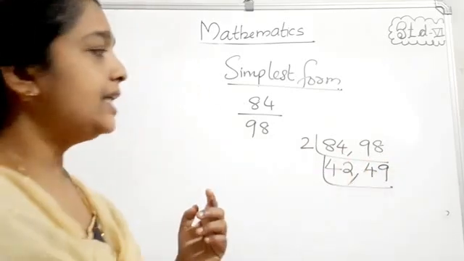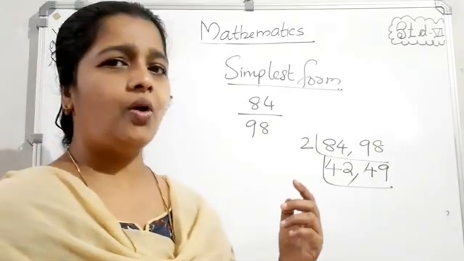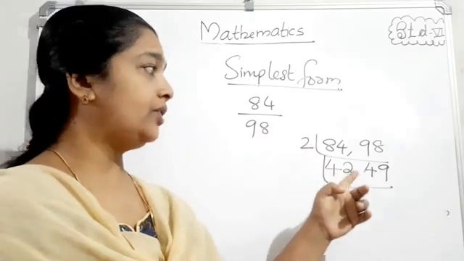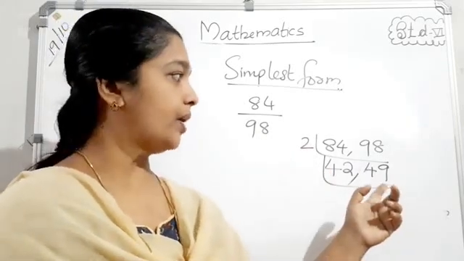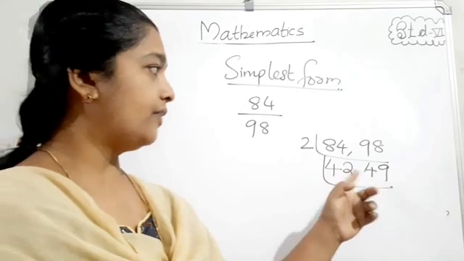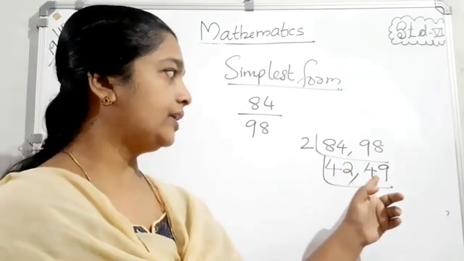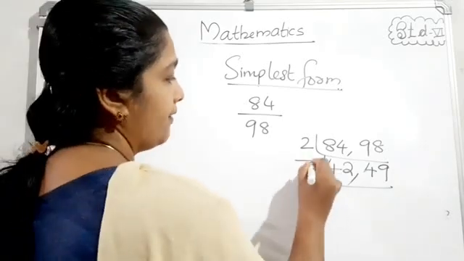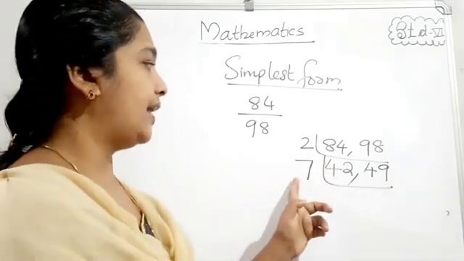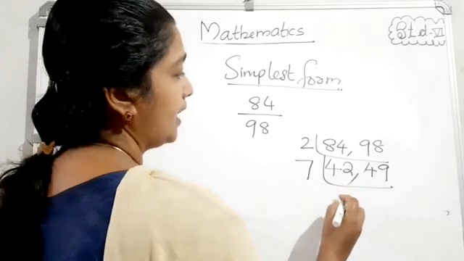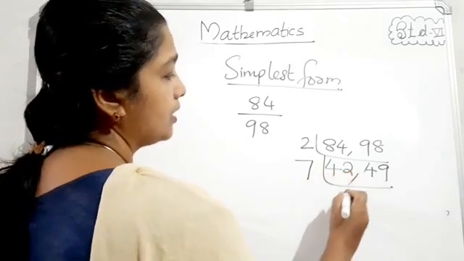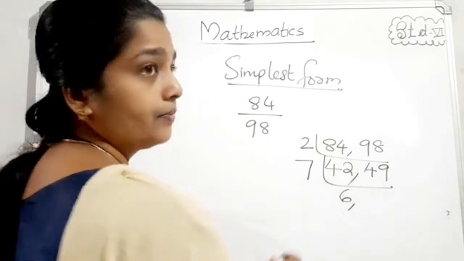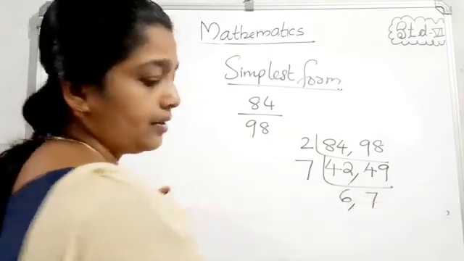Here, which is a common factor? 2, no. 3, no. Only 7. In the table of 7, 42 and 49. That is a prime number. 42 and 49, here common factor. 42 by 7 equals, say the answer, 6. 6 7s are 42 and 7 7s are 49. Clear?